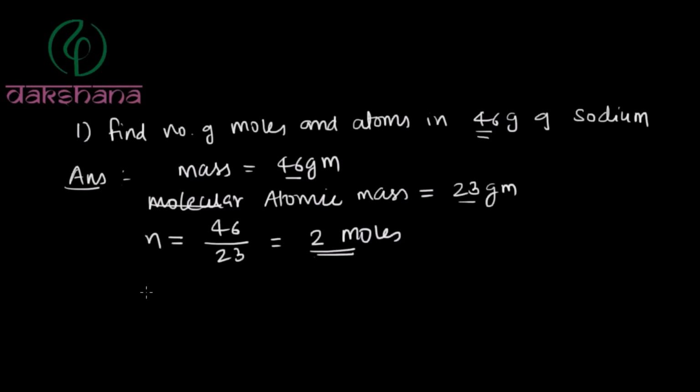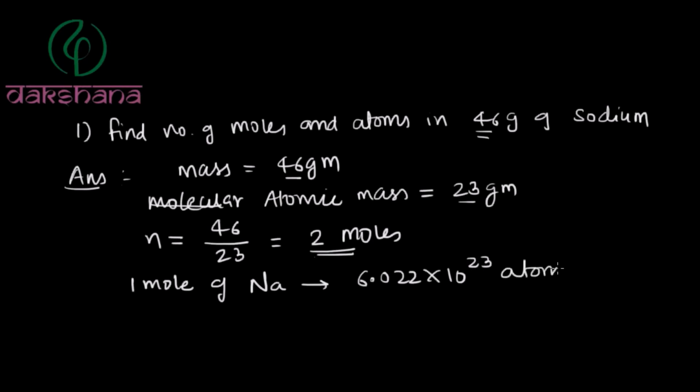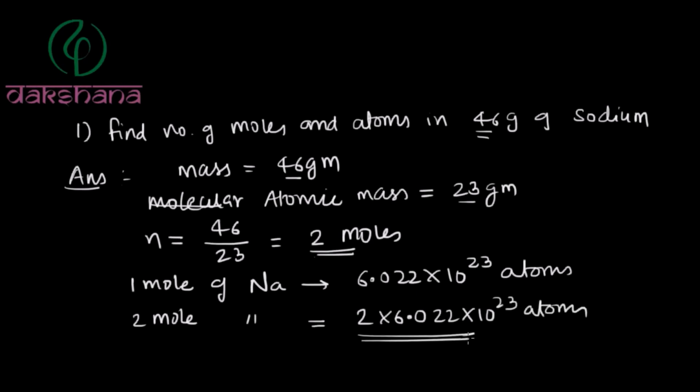Now I know that in 1 mole of sodium, I will have 6.022 into 10 to the power 23 atoms. So in 2 moles of sodium, how many atoms? 2 times 6.022 into 10 to the power 23 atoms, and this is the answer to the problem.